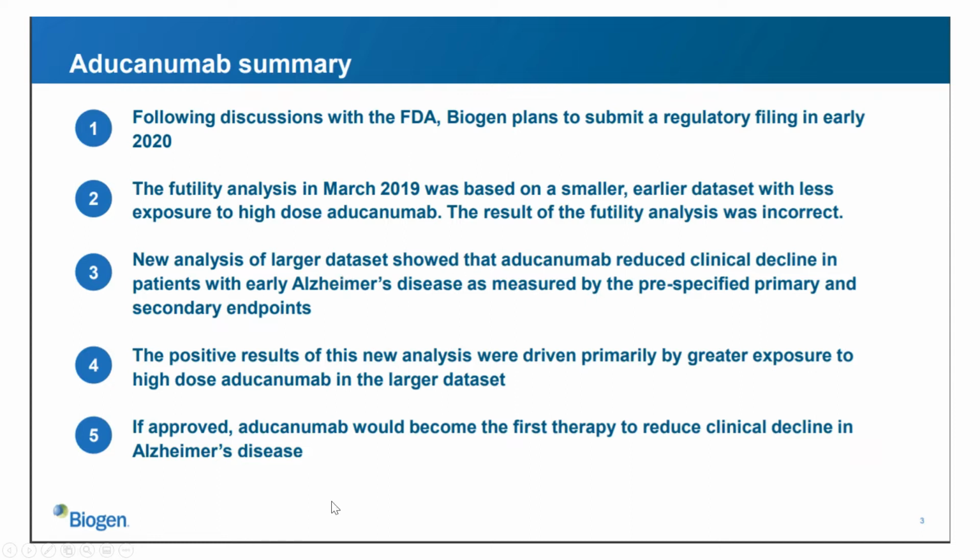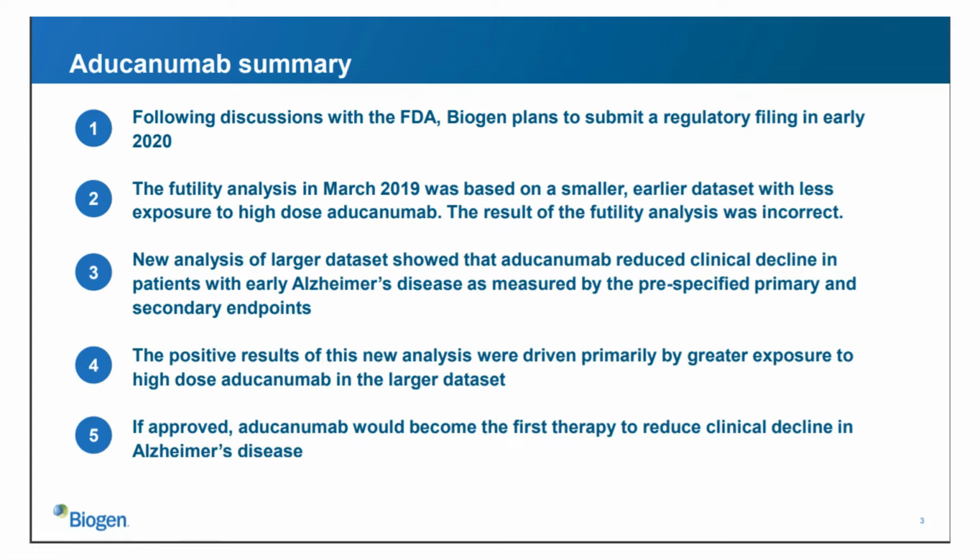So now we're just going to go into the slides that Biogen presented in October of 2019 when they made this announcement that they're going to submit this regulatory filing. I'll have a link to these slides in the description of the video so you can take a look at it yourself. We'll just go through it here. So essentially what they said was that after the futility analysis, there were two things that happened. They obtained a larger data set from the study, and then they did a new analysis on this data set.